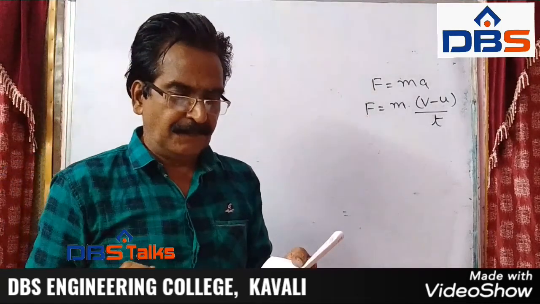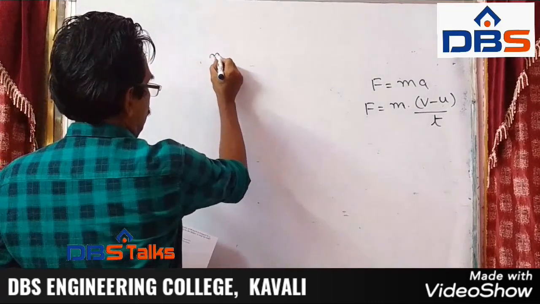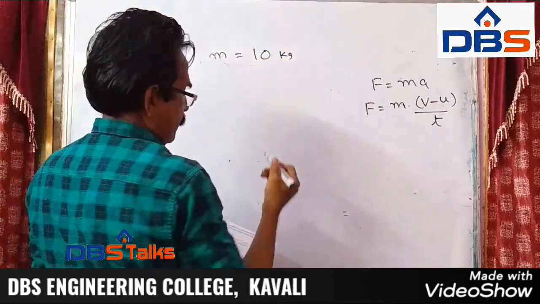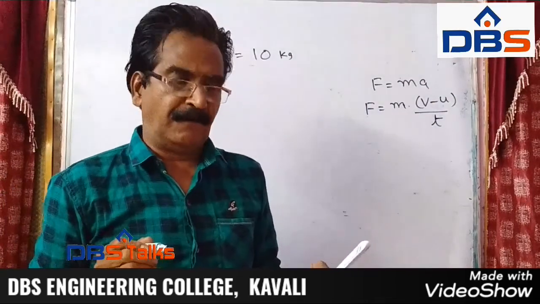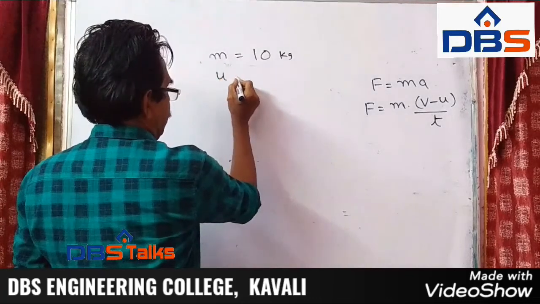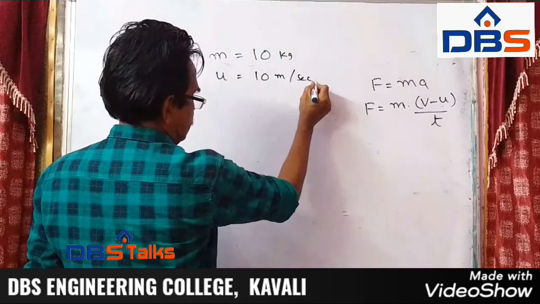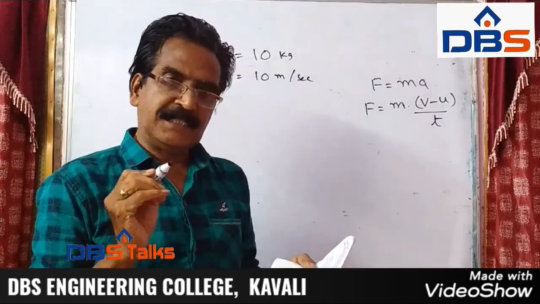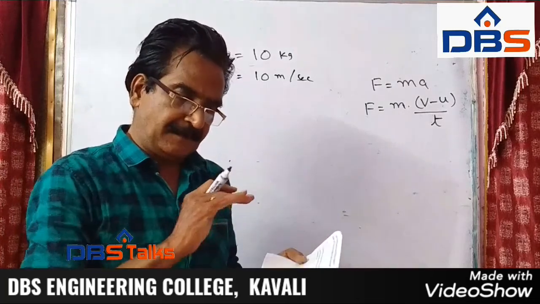An object of mass 10 kg moves at a constant speed of 10 meters per second. Initial velocity is 10 meters per second.